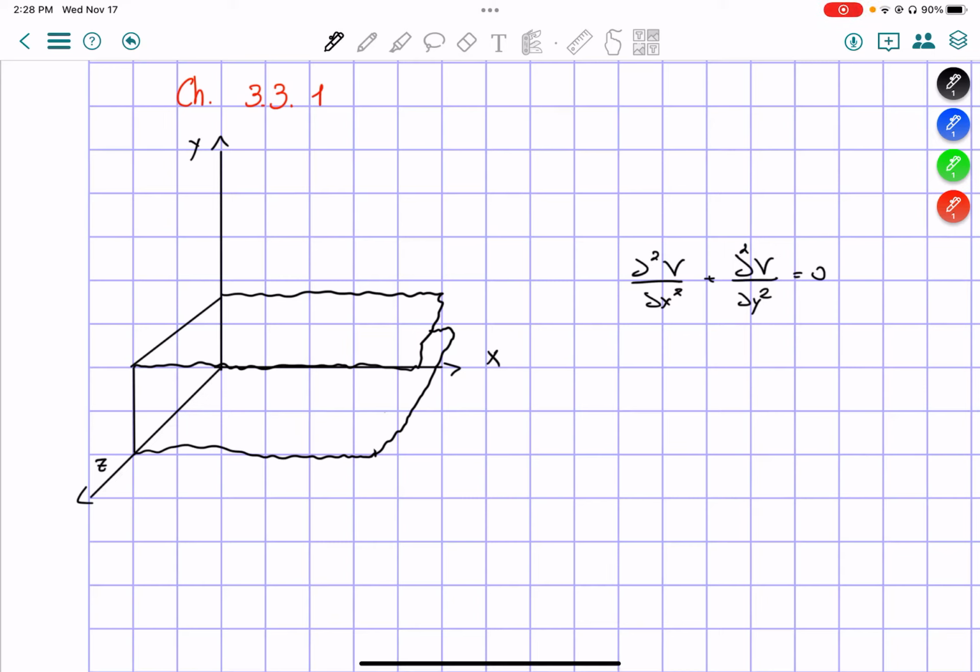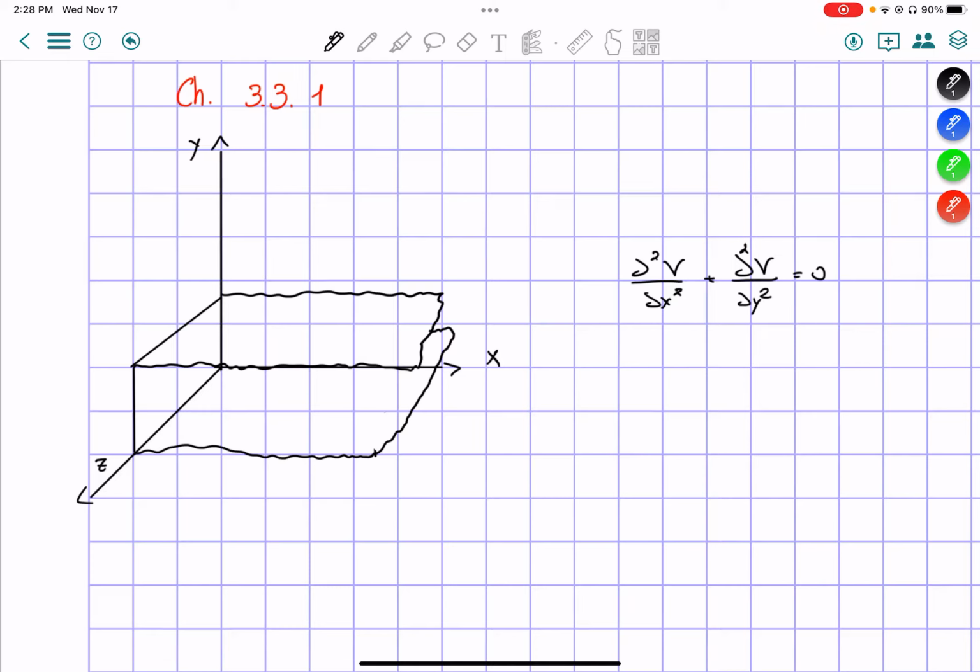Chapter 3.3.1 starts with an example because what it's going to explain is how to solve problems that we're going to find in the future and that we've found so far. So what we're going to need is to set up a way to solve our configurations.